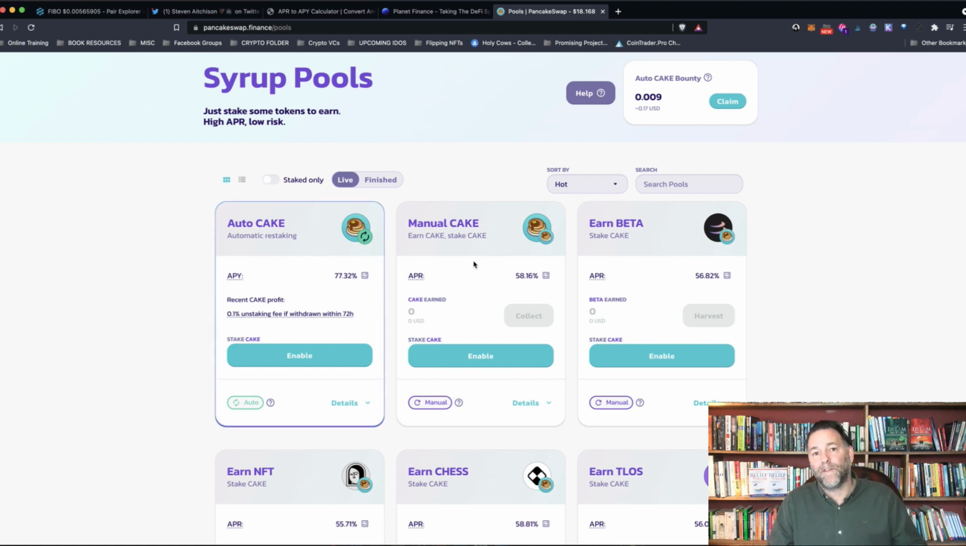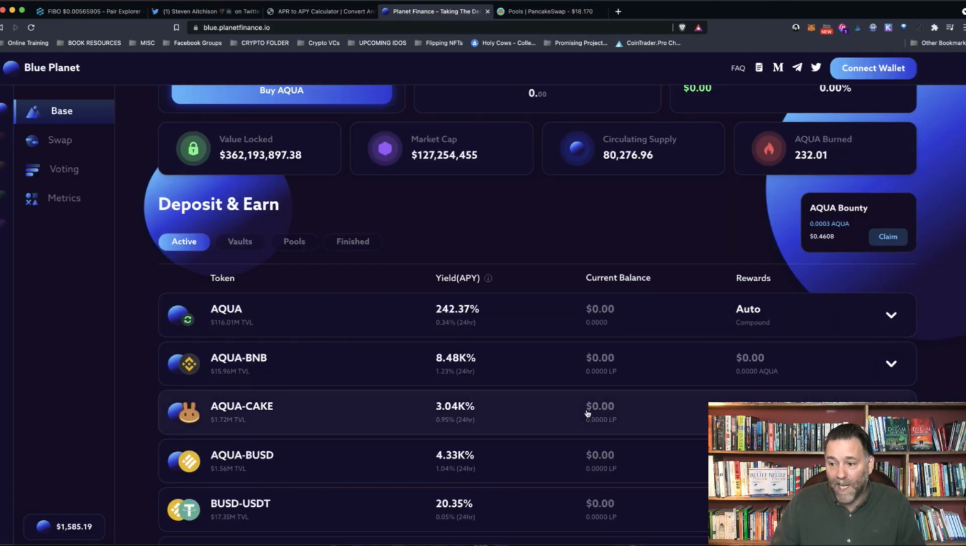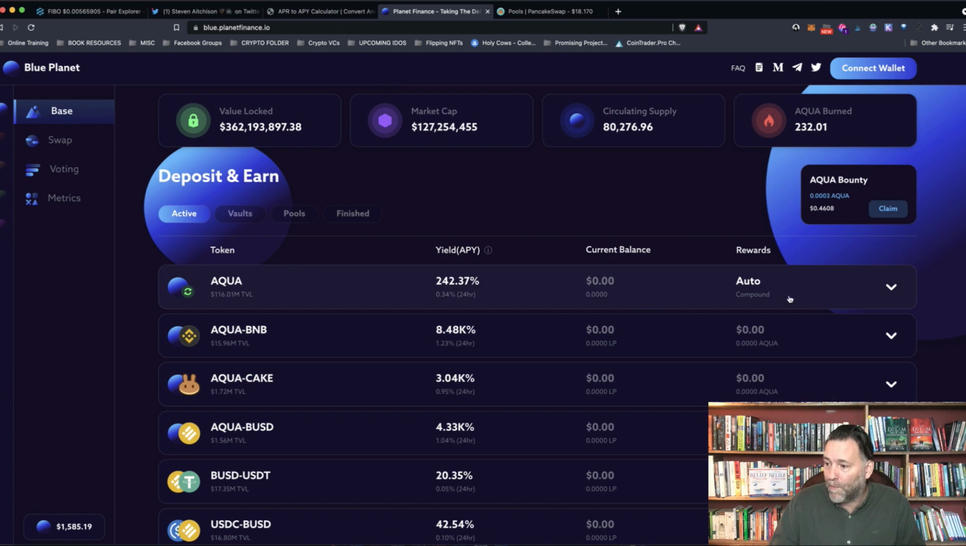Manual cake means you have to go in every day, take it out, buy some cake with it, and put it back in to the staking. And that's how you're going to get the APY of 77%. So it's not good to do manual cake or manual staking. It's always good to do the auto compounding feature, which I've got here. So Planet Finance already has an auto compounding feature.